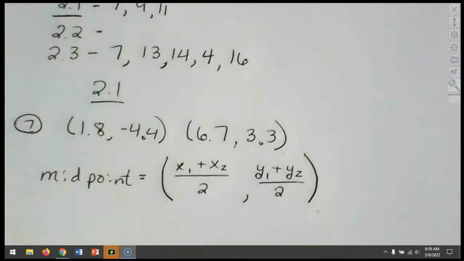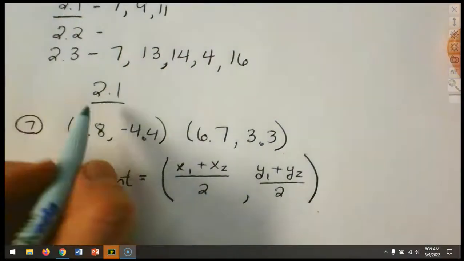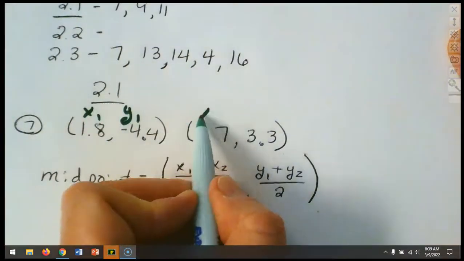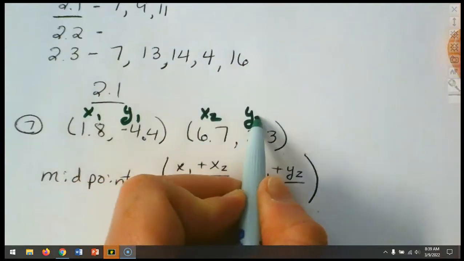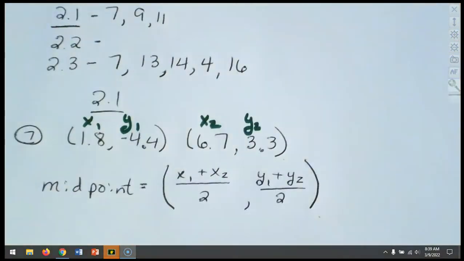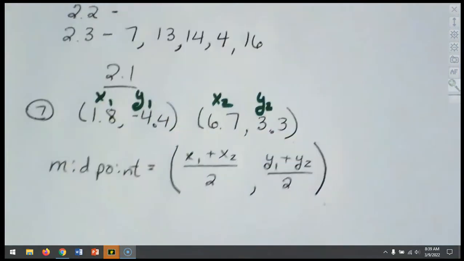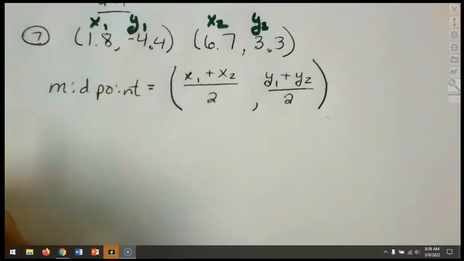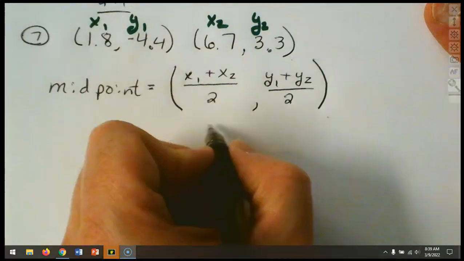Let's go ahead now and label our ordered pairs: x1, y1, x2, and y2. Then we plug them into our formula. When we work the midpoint, we add them together. When we do the slope, we subtract. So we're going to add these together.